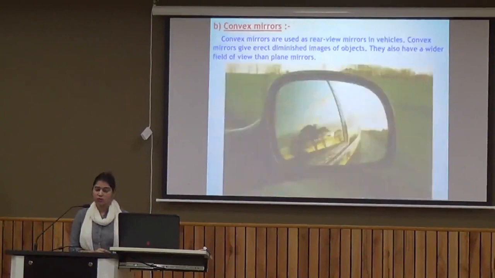Moving on to the uses of convex mirrors. The major use of convex mirrors is as a rear view mirror in vehicles. Convex mirrors give erect, diminished images of objects, so they also have a wider field of view than plane mirrors. That is the sole reason why we use convex mirrors as rear view mirrors. It forms a smaller image, so it covers a larger area, and gives us a wider field of view.